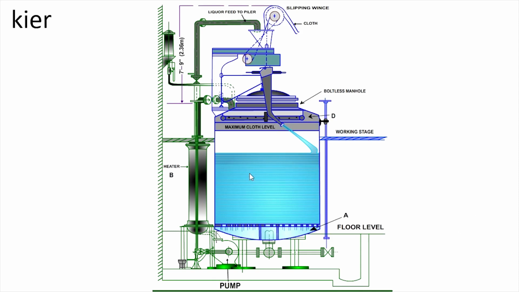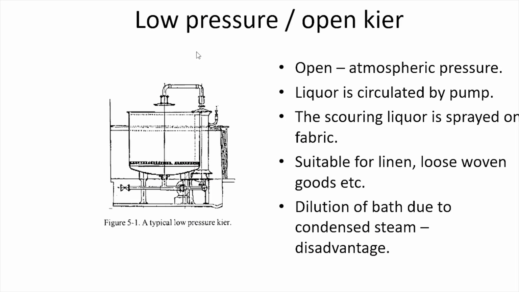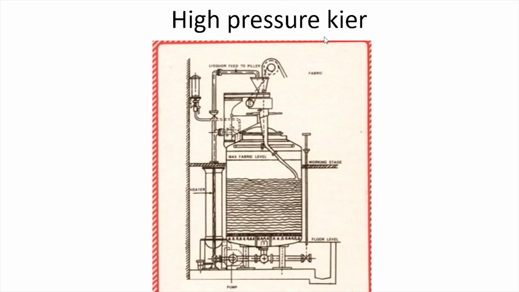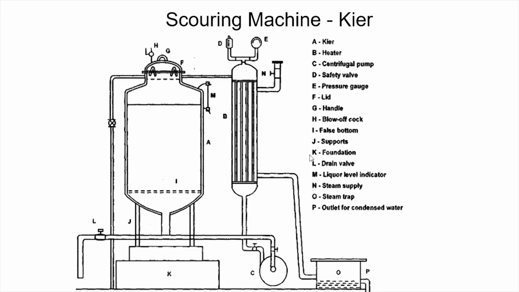So this is the schematic diagram of the gear, and there are some other varieties of gears also available. This is a vertical gear, and this is a low pressure gear. There is no closing lid for the gear. So this is an open gear, and it takes time to cover the fabric. And this is a high pressure gear. So what we saw in the previous slide. Then in this diagram, the parts are mentioned in the slide.